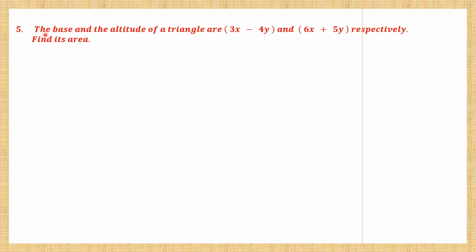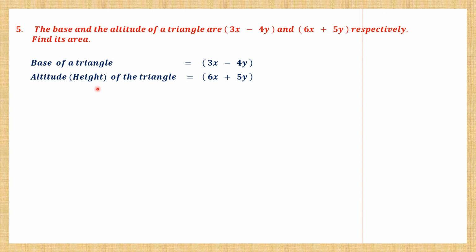Question 5. The base and the altitude of a triangle are given to us. So this is the base and this is the altitude. What do we mean by altitude? The height. So we have the base and the height given to us. We have to find its area. So let's write what's given to us. The base of the triangle is given to us and the altitude or the height of the triangle is also given to us. What is the formula to find the area? Formula is half into base into height. So let's start working this out.